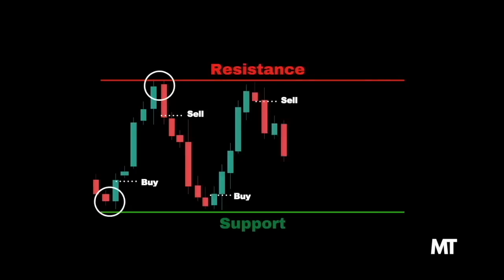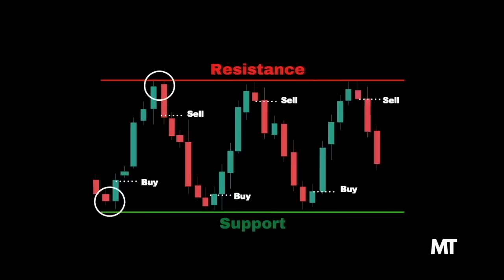Traders can trade market ranges by buying at support and selling at resistance. To enter a trade, it is always best to add other important confluences, such as oversold and overbought indicators, key price levels, financial data awareness, and price action confirmation.